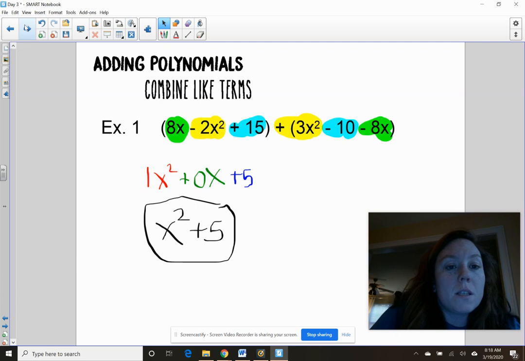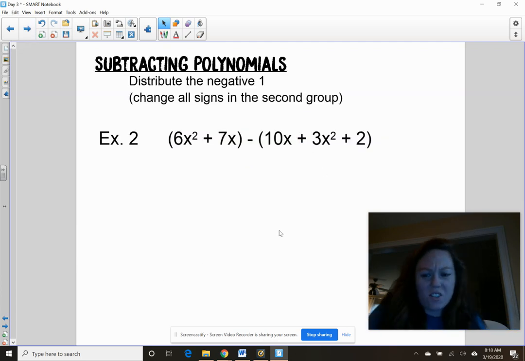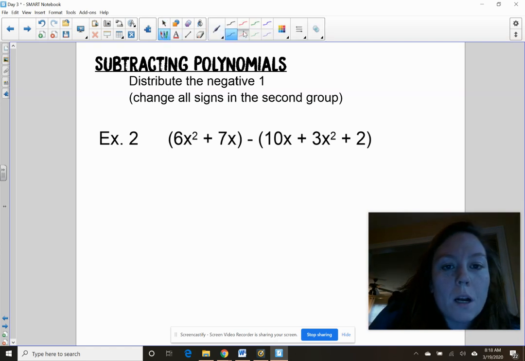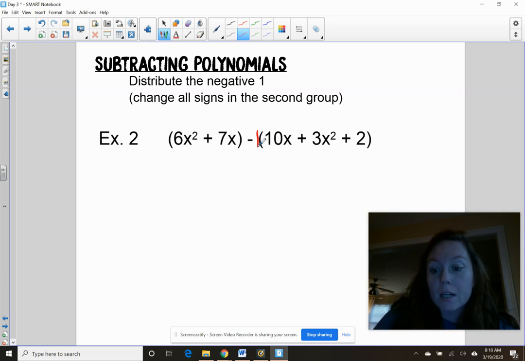Okay? Subtracting is where things get a little challenging, but you guys are going to be fine with it. The only thing you guys have to remember about subtracting polynomials is that we have to distribute this imaginary negative 1 that's right there, okay? Basically, remember when you distribute a negative 1, when you multiply something by a negative 1, all it does is change the sign. So another fancy way of saying this, I just have to change all the signs in this second group, okay? So I'm going to distribute this.